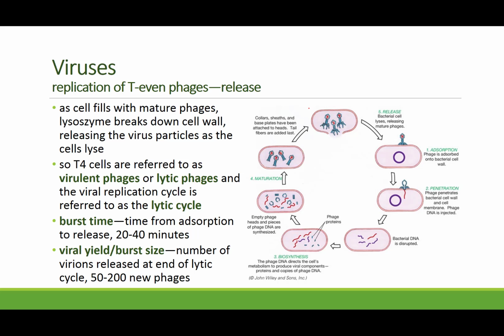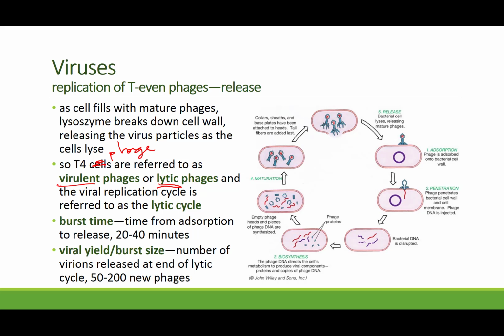So these T4 phages, I shouldn't have called that cells. Sorry about that. It's a T4 phage. Those T4 phages are referred to as virulent phages or lytic phages because they always wind up with the cell lysing. So if something is virulent, that means it's very dangerous, it's poisonous, it kills. And lytic is a reference to the process of lysing, the cell breaking open.